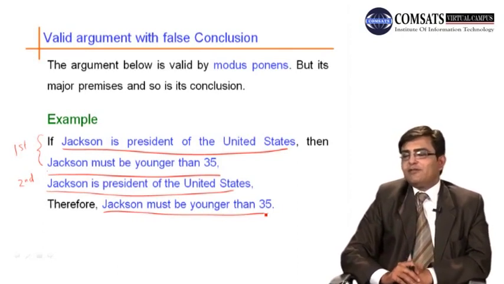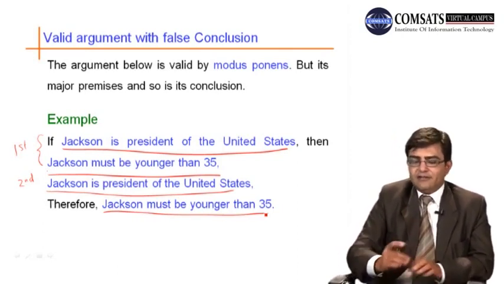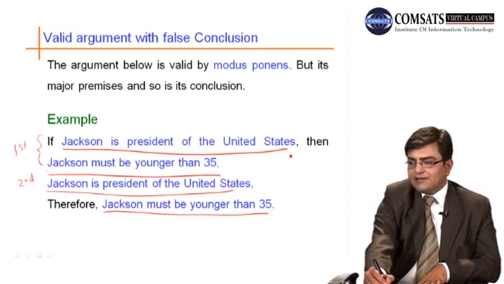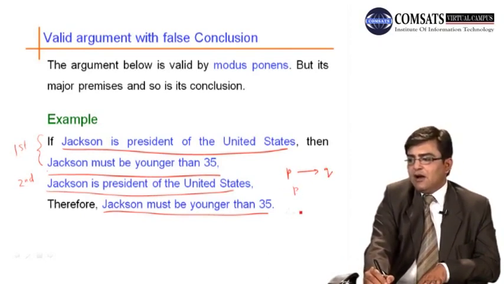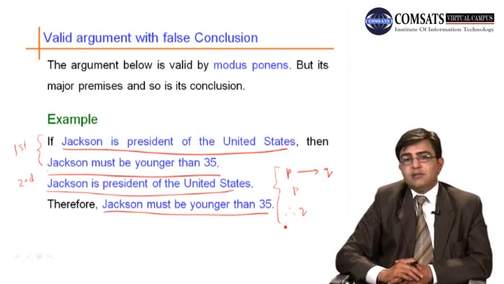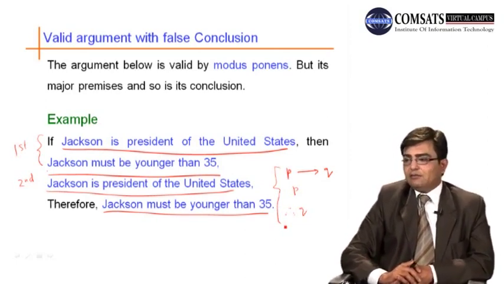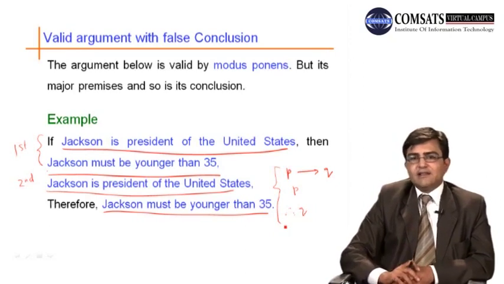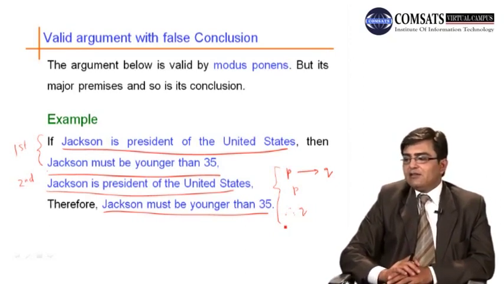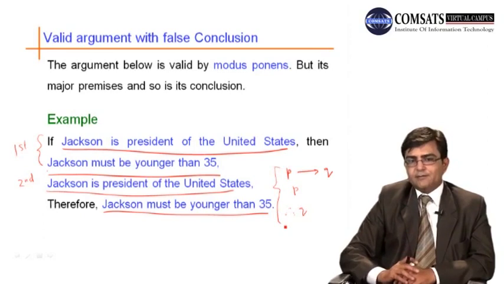Basically this argument form is valid. If we transform it into symbols, Jackson is a president P, Jackson is younger than 35 Q, then we have P here and therefore Q. Now this form in logic, in arguments, is basically a valid form, which is modus ponens, we have studied earlier. This argument form is valid. There is no mistake; you can say by using logic this argument is valid and the conclusion is also valid.